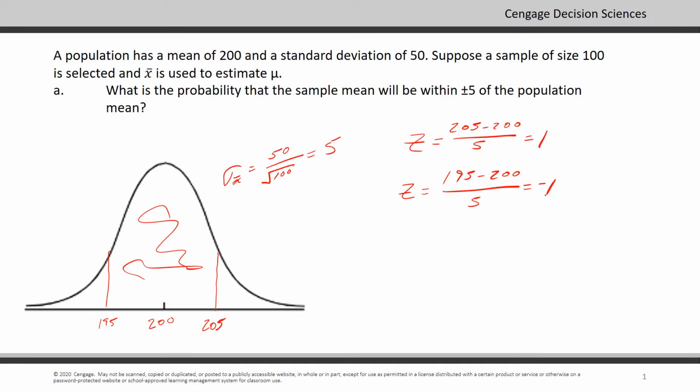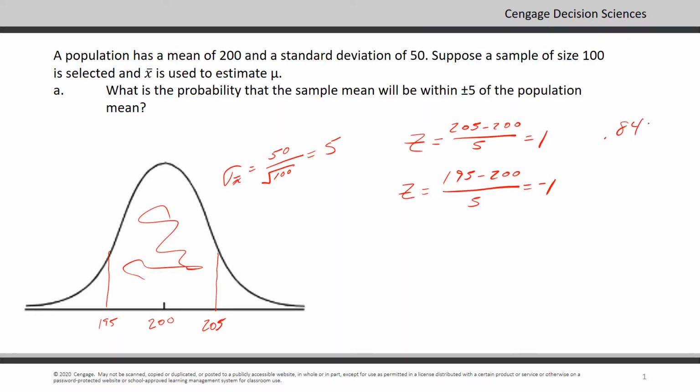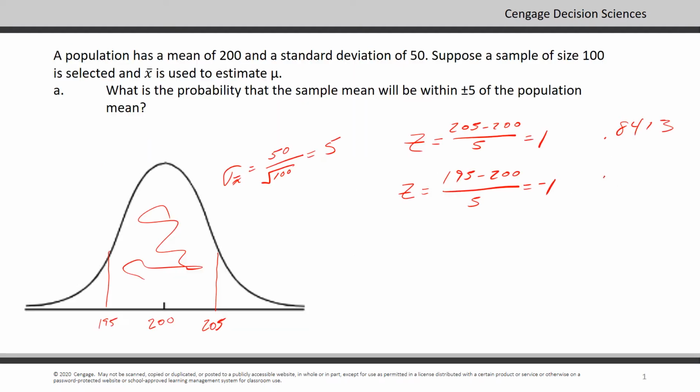So I can go to my tables and look up z equal to 1.00, and that's going to be here at 0.8413. And for minus 1, I go to my second table, and here I have 0.1587. And so now I'm going to subtract those two values, and when I do that, I get 0.6826. So that's the area between 205 and 195.